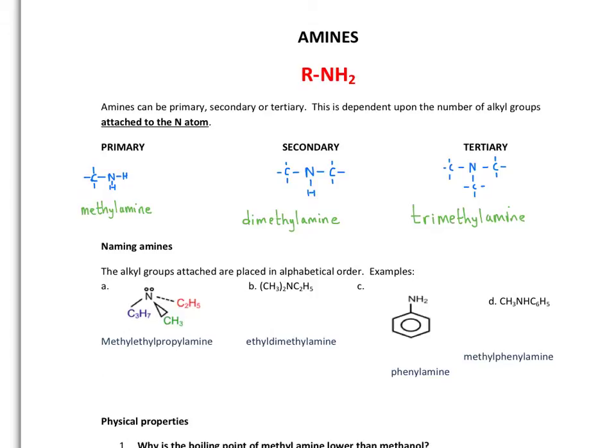The second amine is a secondary amine. It has two carbons attached. They are both methyls, hence dimethylamine.